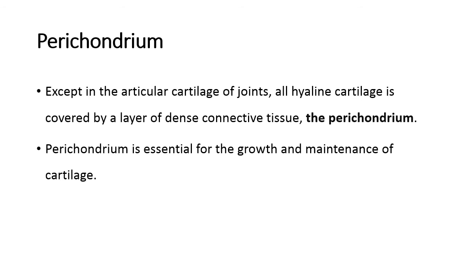The perichondrium contains fibroblasts and progenitor cells. The progenitor cells act as precursors for chondroblasts and chondrocytes.